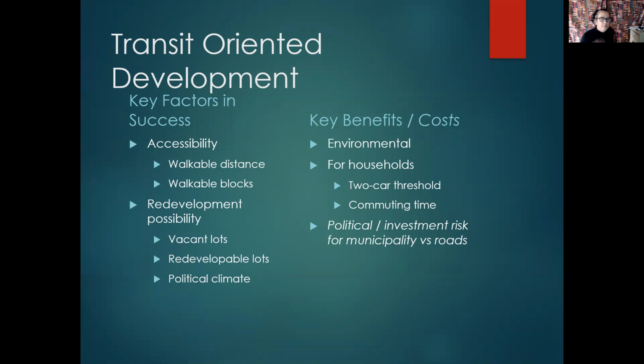So that's one of the issues in trying to do transit-oriented development, is sometimes the basic legal fabric needs to be changed, and that's very hard to do. Identifying some redevelopment possibilities, maybe there's vacant lots, maybe there's a couple of houses in a row where there's been underinvestment, making sure that you have a political climate in the neighborhood.